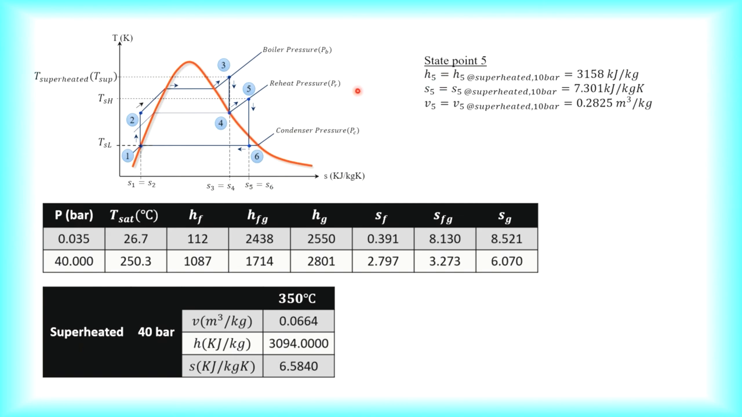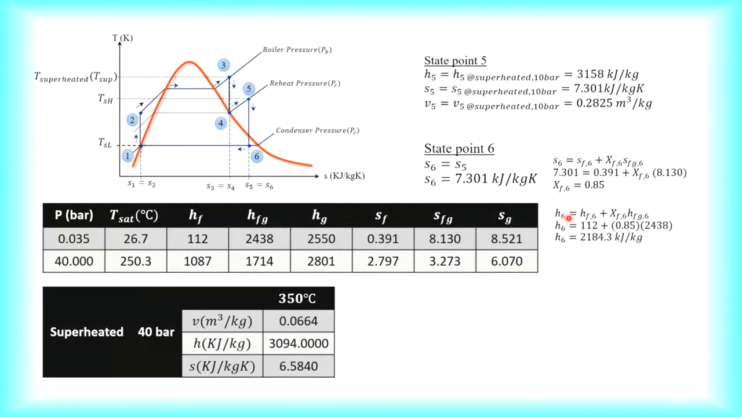So you can find out your H5 based on 10 bar and 350, because they say reheated to the same temperature, that is 350, and S5 at 10 bar and 350. This is 10 bar 350 and 10 bar 350, you get your enthalpy and the entropy. So from that, yes, state 6 is wet, state 4 is not. State 4 dryness fraction is 1. So state 6 is wet, so what you need to do is equate 5 and 6, the entropy, to find out the dryness fraction. That gives you 0.85, low quality steam. Then for H6, include the dryness fraction to find out H6, 2184. Once you got your H6, that means the whole process is complete. So you have found out all the enthalpies at each state point.